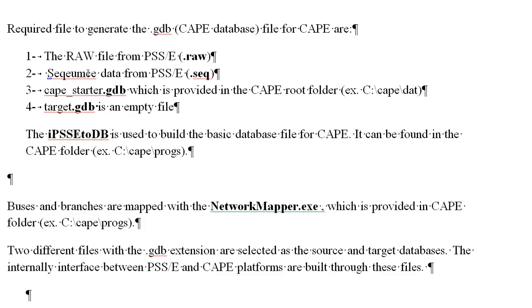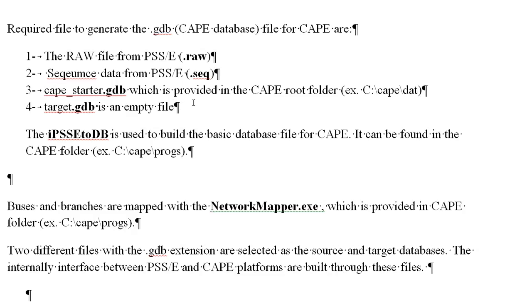The second one is the sequence data format, which is .seq, and to use the Cape starter database, which is available in the root folder of the Cape under this link. And the last one is the target GDB.